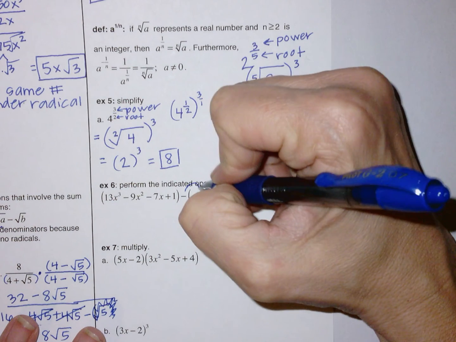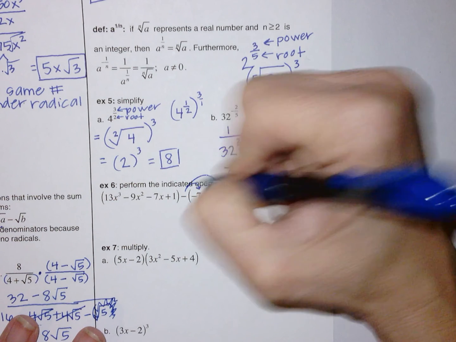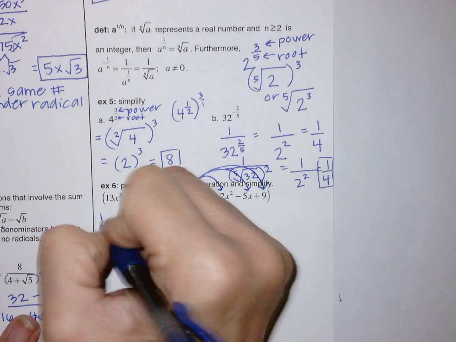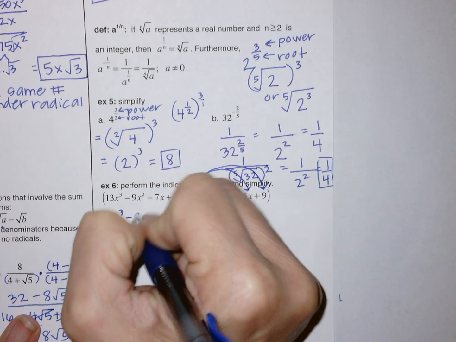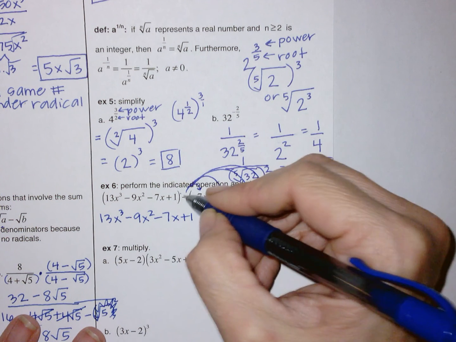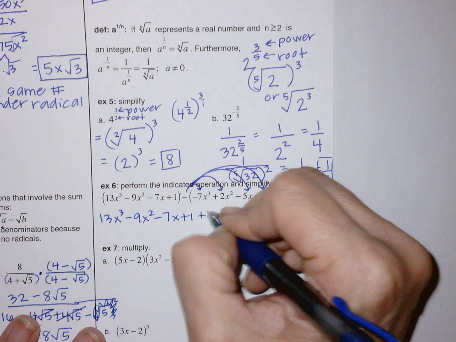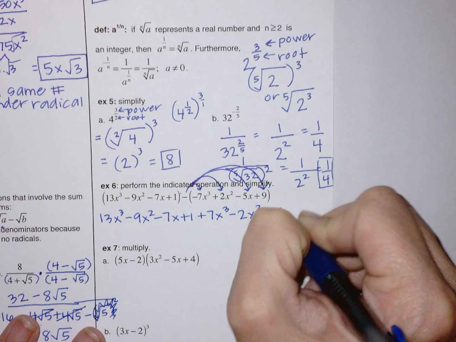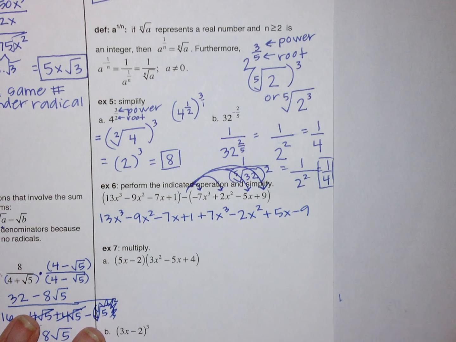So I just want to make sure that you distribute to all terms that negative sign. So this first quantity is staying the same, but a negative, so that would be positive 7x cubed minus 2x squared plus 5x and minus 9. And then I'm going to combine like terms.